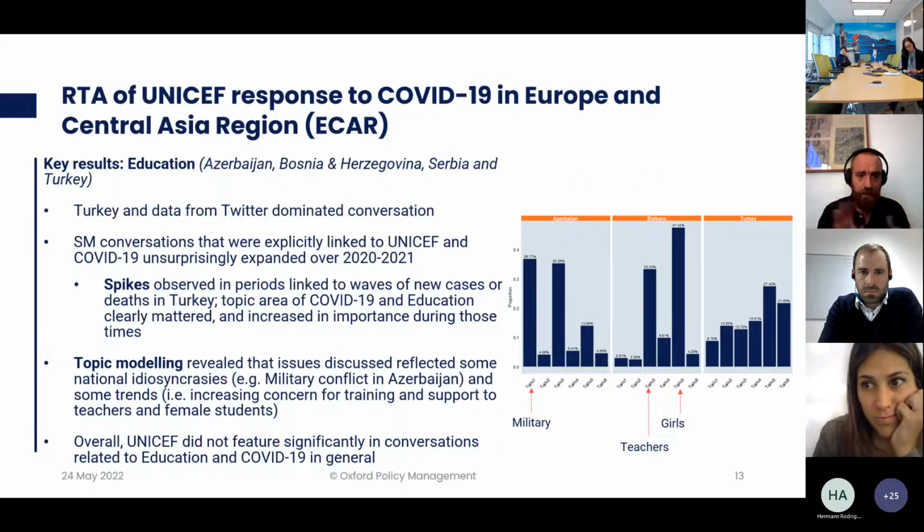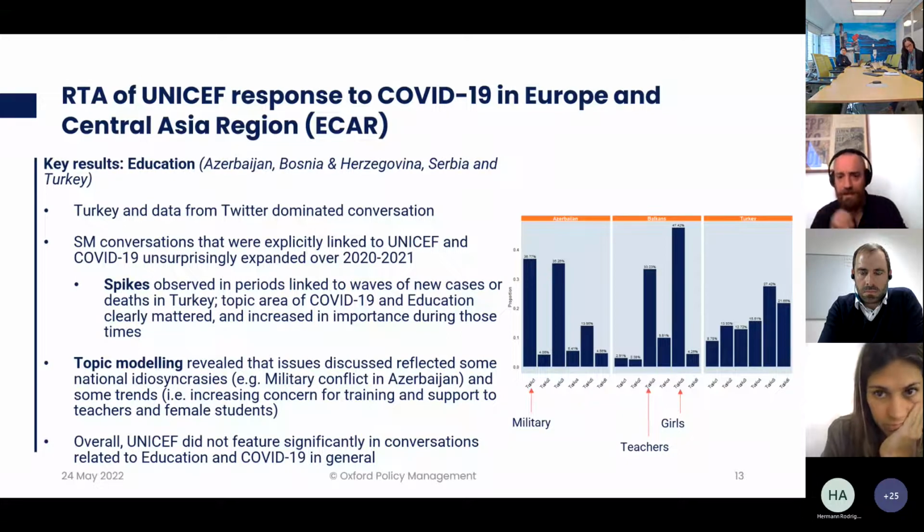And so in some countries, we saw that these topics reflected national interests, if you want to, right? So in Azerbaijan, as you can see here on the right-hand side, one of the topics, topic 1, which we identified, when we looked at the words associated with it, was related to military conversations. They clearly reflected some national idiosyncrasies, right? So related to the military conflict in Azerbaijan, for example.